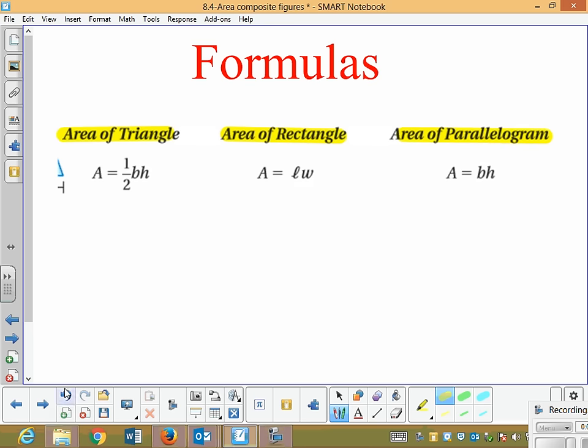Because remember, a composite figure is made up of different types of shapes put together. So let's go ahead and start our first example if you've already copied down the formulas. If you didn't, go ahead and pause it and copy down the formulas.